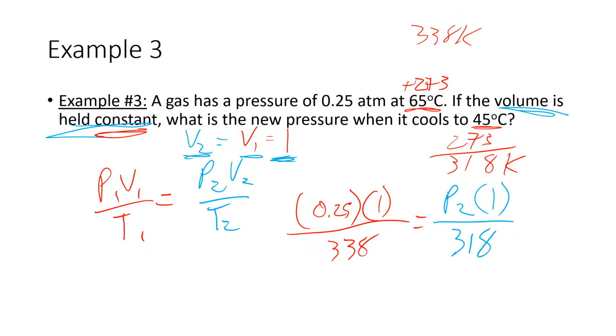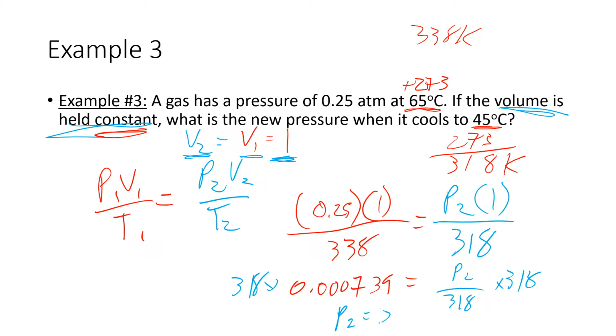And we get 0.00739. And then that's going to equal P2 divided by 318. So then we got to get that 318 out, so we multiply both sides by 318. And you get your P2 equals 0.235. So P2 equals 0.235 atmosphere.